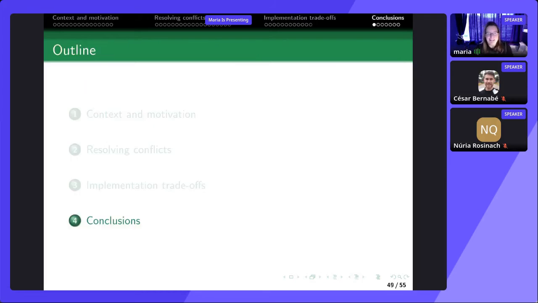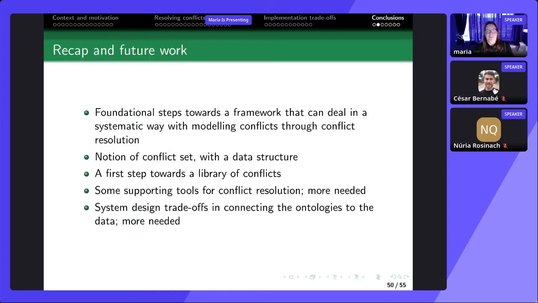For that, I will run through the notion of my conclusions. What we went through very quickly is that we looked at basically this notion of trade-offs and resolving conflicts when you're designing something. In this case was the ontologies and information systems for where ontologies are being used, and it's a subset of that. We looked at foundational steps towards a framework that can deal in a systematic way with modeling conflicts through the notion of conflict resolutions, of which I gave a few examples in the presentation.